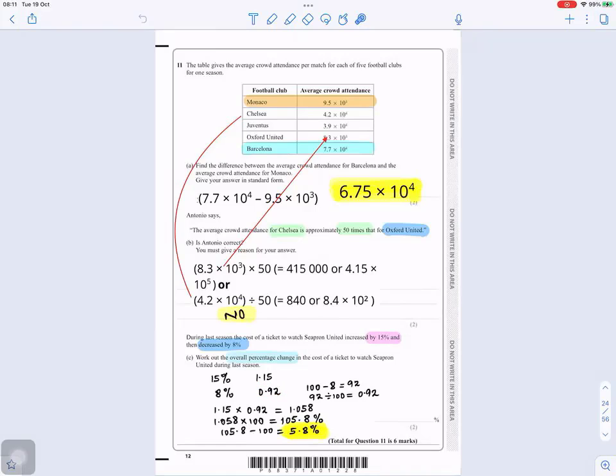So you multiply the two together, 1.15 times 0.92. It gives you 1.058. Multiply 1.058 times 100%, it gives you 105.8%. You subtract 100, it gives you 5.8%.